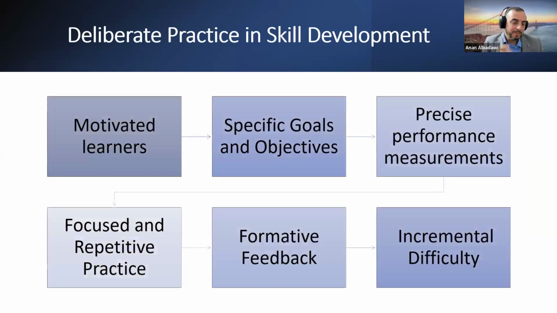So deliberate practice, we have mentioned a lot about deliberate practice, and these are the attributes of deliberate practice. Deliberate practice is a motivated learner who sets specific learning objectives and precise performance measures, who practices repetitively with formative feedback from his tutor with increasing difficulty in order for what? To enhance the performance of something. This is the concept of deliberate practice.